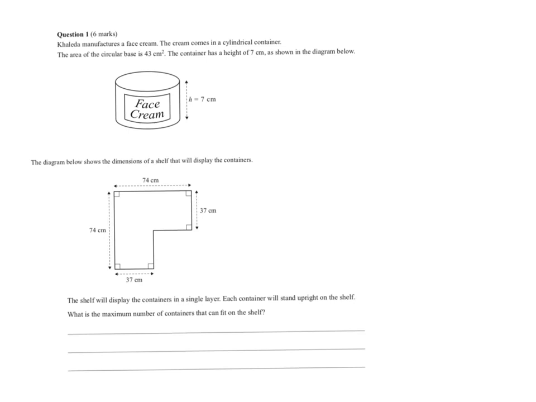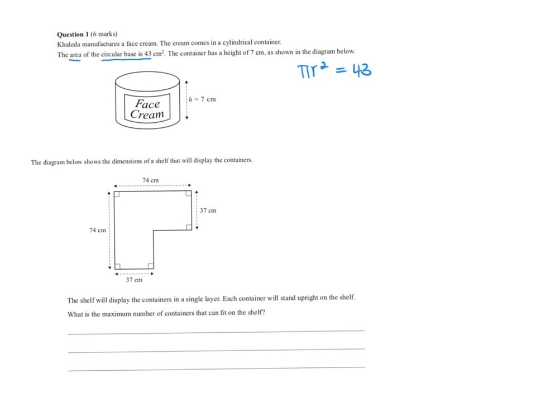Okay, so Kalita manufactures face cream. The cream comes in a cylindrical container. The area of the circular base is 43 centimeters. So they said the circular base, the area, so the area of a circle is pi r squared, and they said that equals 43. And the container has a height of 7 centimeters as shown.